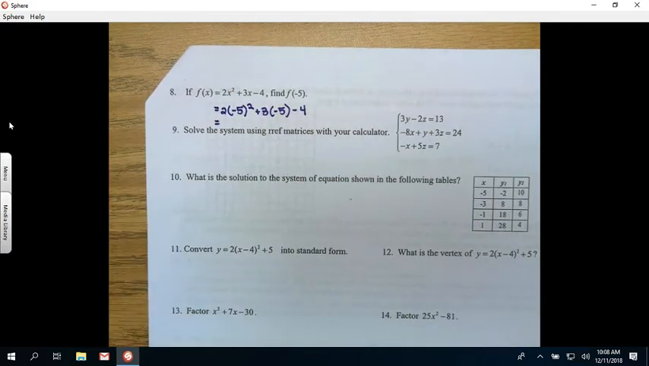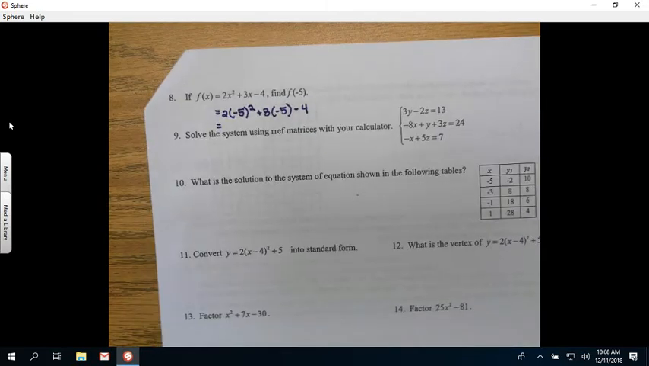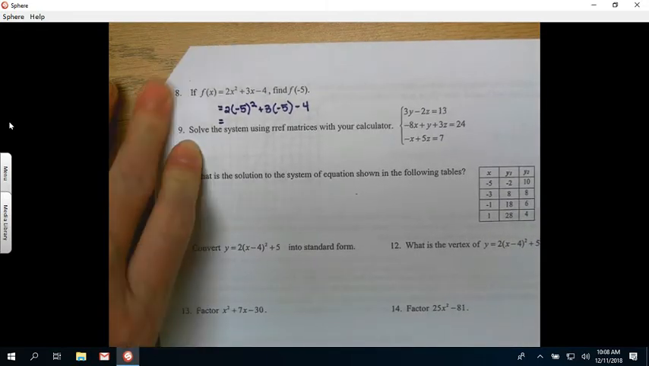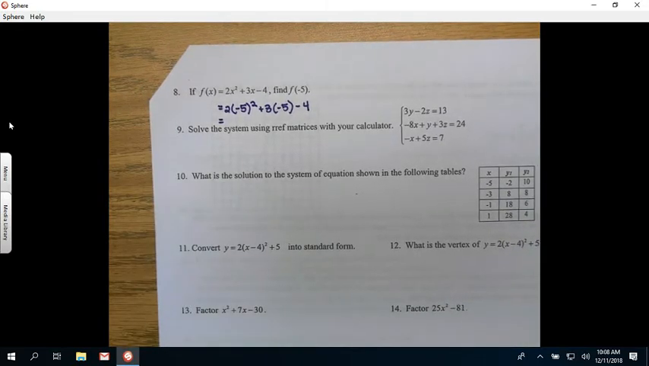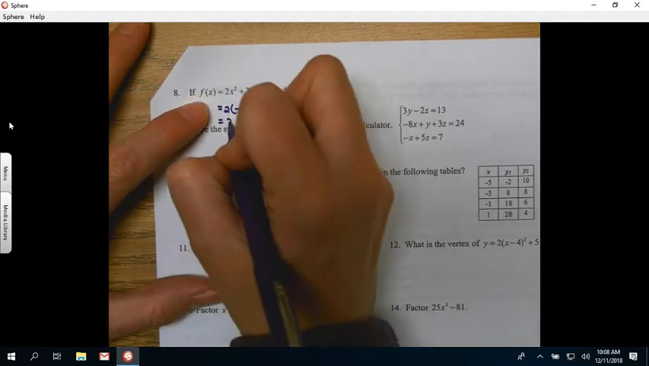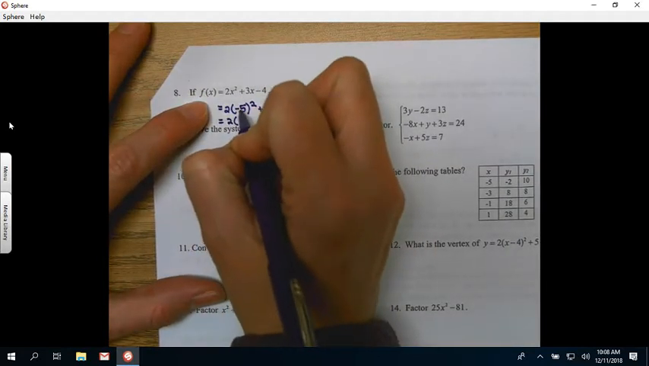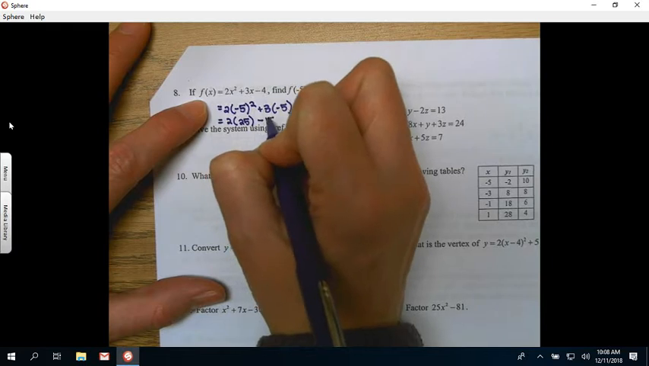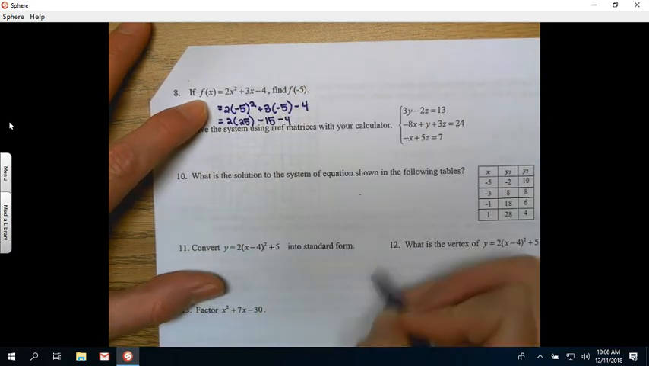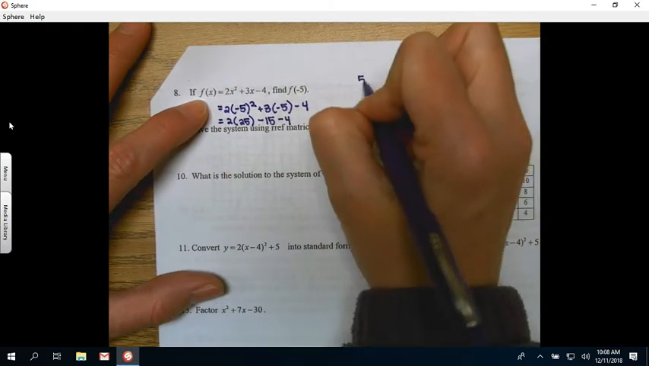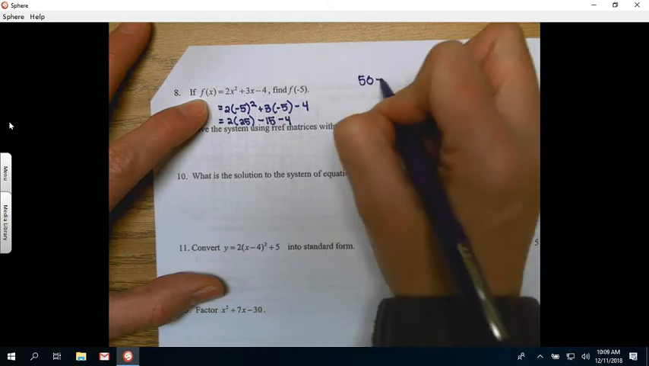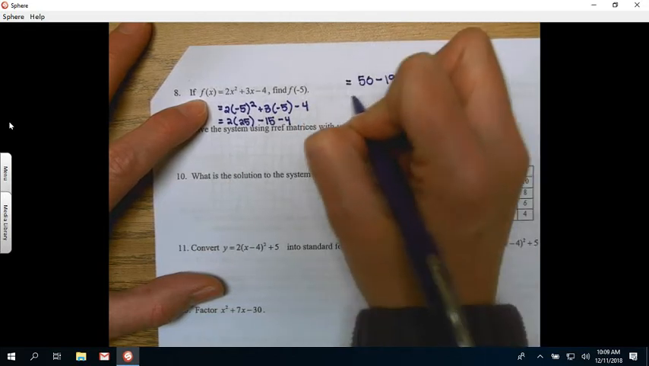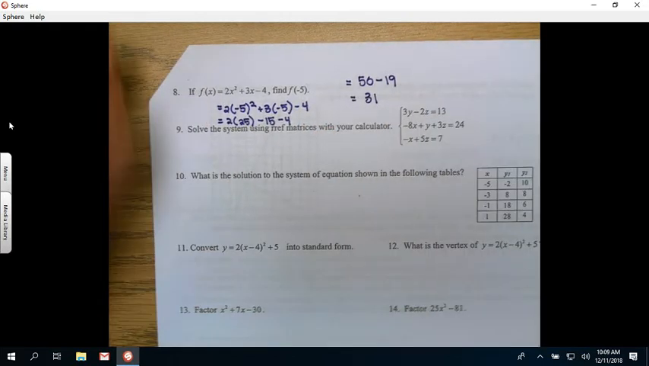You can just put this directly into the calculator, but I do find that if you forget to put parentheses in specific places, it could give you the wrong answer. So I just go ahead and work it out by hand. So negative 5 squared is 25. 3 times a negative 5 is a negative 15. 2 times 25 is going to give me 50. And then I have minus 19. So I'm going to get 31.